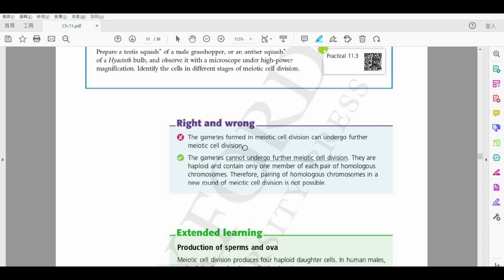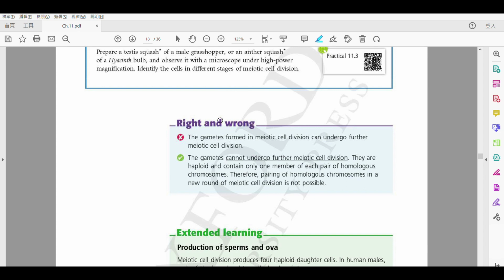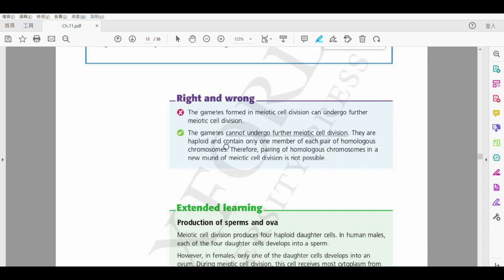講埋呢一版啊, we'll finish this page. Okay, we're not going to talk about this experiment. Okay, so right and wrong. Okay, this is important. So the gametes formed in meiotic cell division. Learn to underline the keywords. 得唔得? 學習去揀低重點字眼啦. Gametes formed by meiotic cell division can further undergo meiotic cell division.